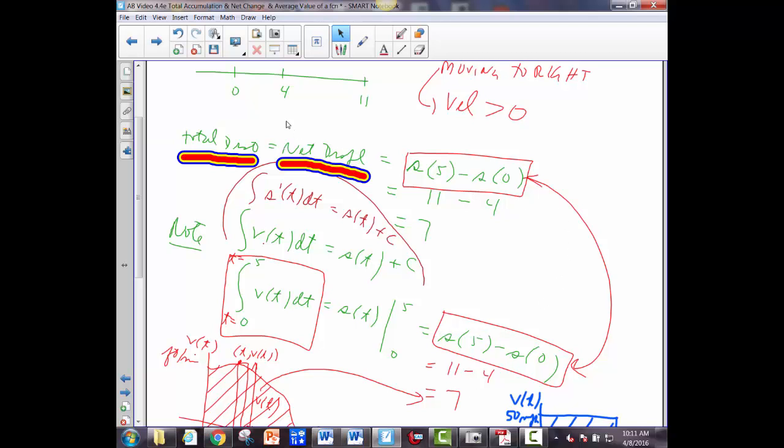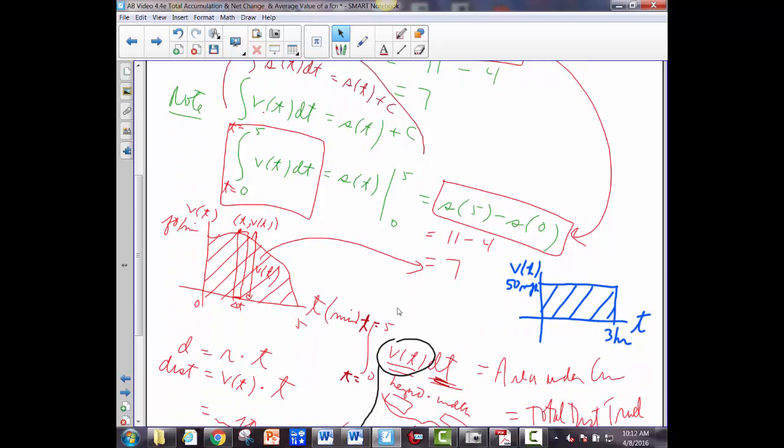So we say that if the object travels in the same direction the whole time, the total distance will equal the net displacement. And that net displacement is always going to be the integral from the starting time to the stopping time of the velocity function dt. And that will give you your net displacement. And if the object is traveling in the same direction the whole time, that will also give you the total distance.